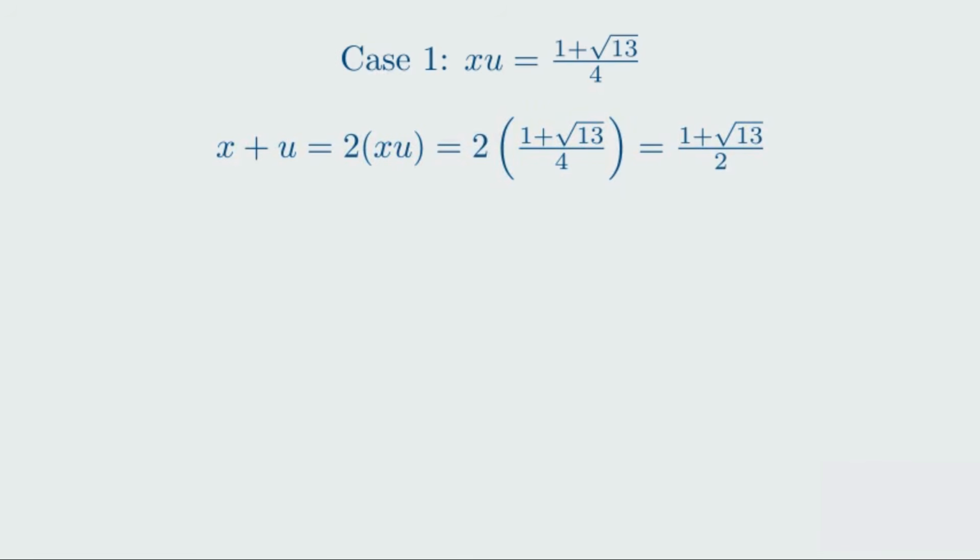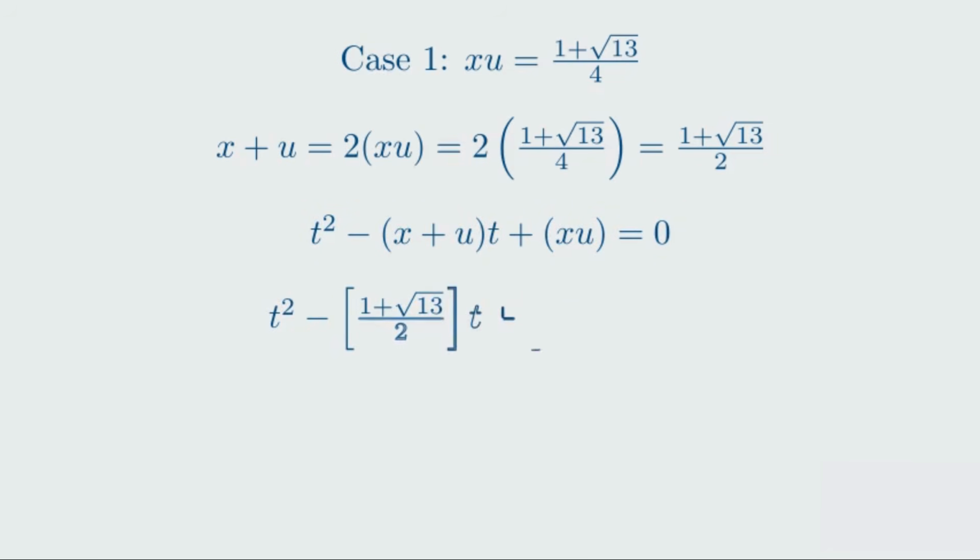Now we have the sum and product of x and u. This is exactly what we need to form another quadratic equation. The quadratic equation with roots x and u is t squared minus the sum of the roots times t plus the product of the roots equals 0. Let's substitute our values for the sum and product. We get t squared minus the quantity 1 plus the square root of 13 over 2 times t plus the quantity 1 plus the square root of 13 over 4 equals 0.